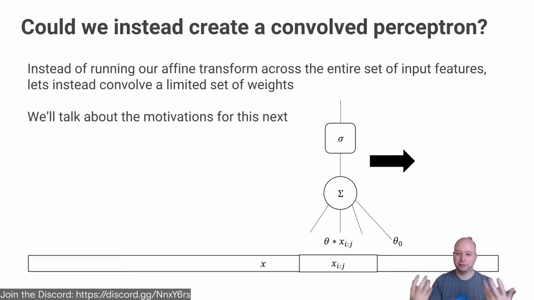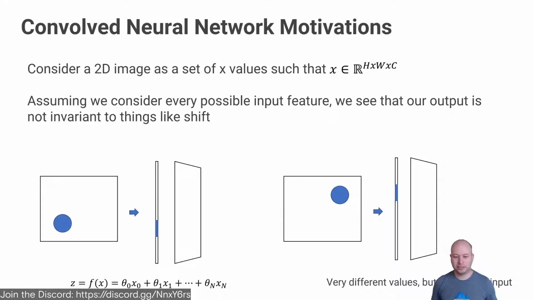We would get a final value for that. But why would we do this? So let's switch our perspective a little bit and think about this in the context of a 2D image. Say we have an image of a ball, and the ball is in the bottom left corner of the image, and then we have an equivalent ball, but it's in the top right corner of the image.